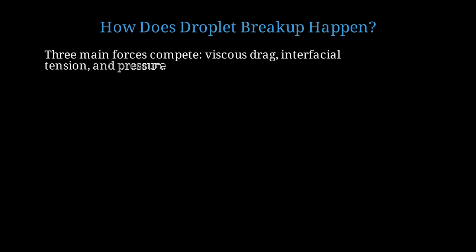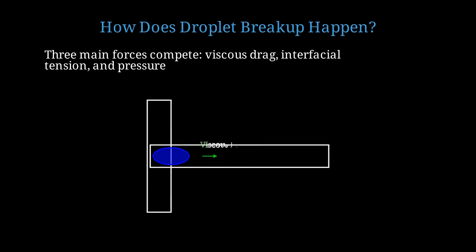Now let's understand the physical mechanism. How exactly does the dispersed phase break into droplets? Three forces are competing. Viscous drag from the continuous phase pulls the dispersed phase downstream. Interfacial tension tries to minimize surface area, and pressure differences push fluid through the channels. Here we see the dispersed phase entering the junction. The continuous phase exerts viscous drag, pulling it downstream. Meanwhile, interfacial tension acts like a rubber band, trying to pull the interface back and minimize surface area.